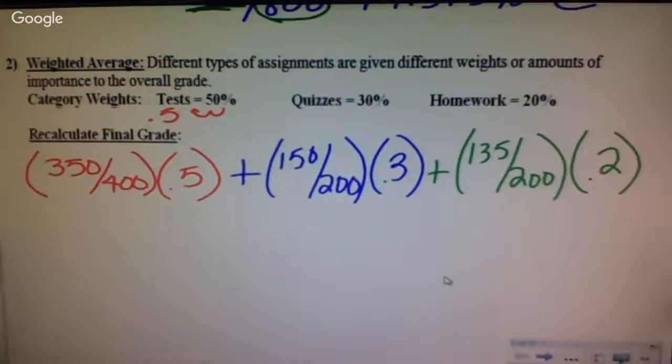So when you actually plug it all in, it's gonna be one big long expression. Right. 79.75.